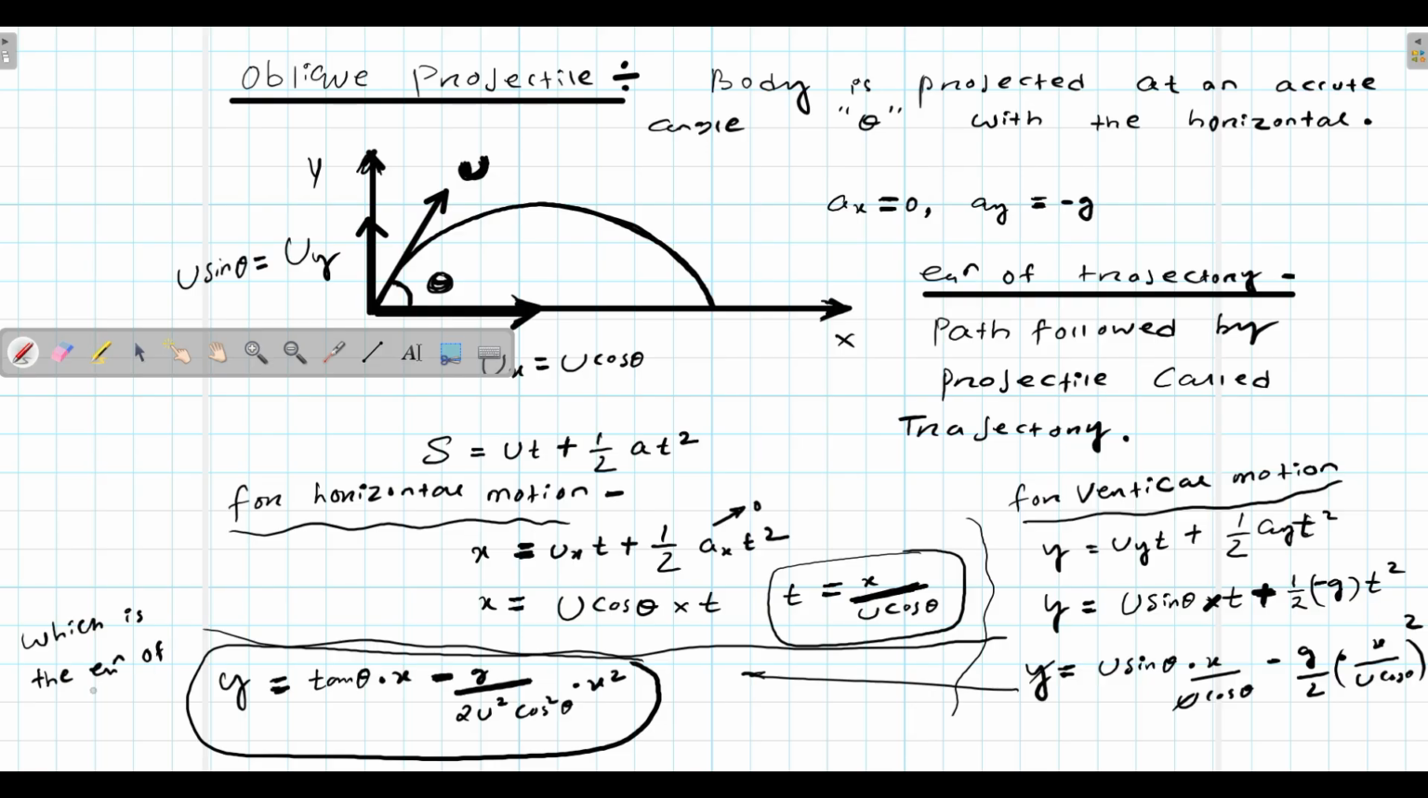Which is the equation of a parabola. y equals tan theta into x minus g by 2u square cos square theta into x square. So that is the y value. This is the equation of trajectory.